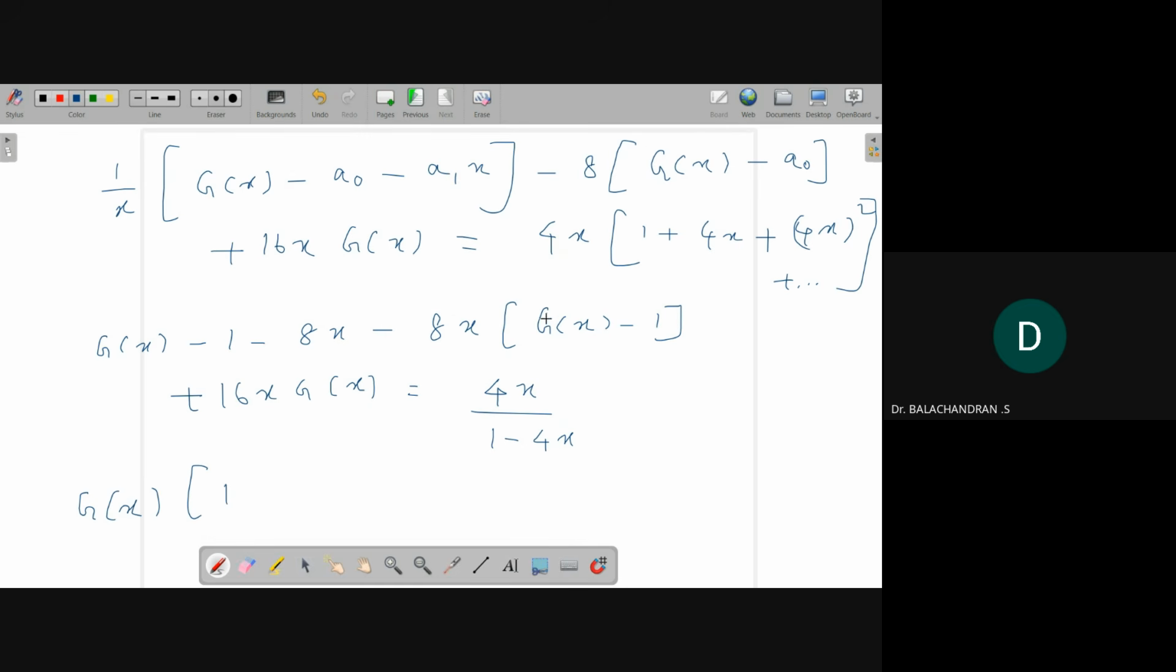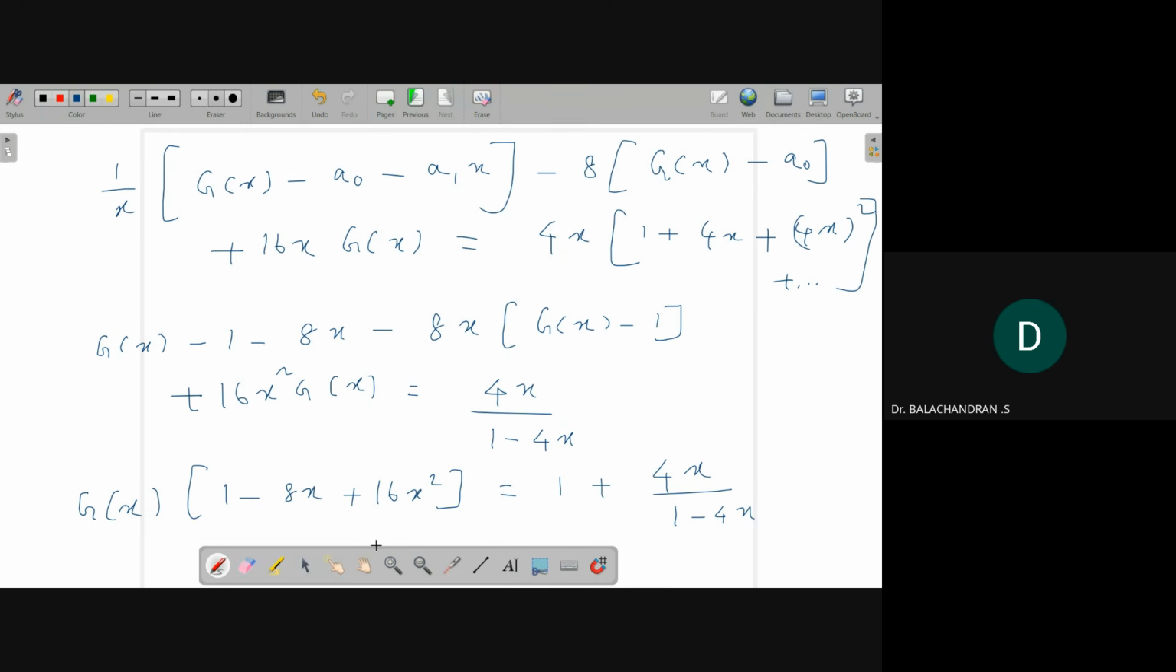1 minus 8x plus, I think here it should be 16x square. Yeah, throughout multiply by x means 16x square plus 16x square. Minus 1, if it goes there, plus 1. Minus 8x plus 8x gets cancelled. So 1 plus 4x by 1 minus 4x.